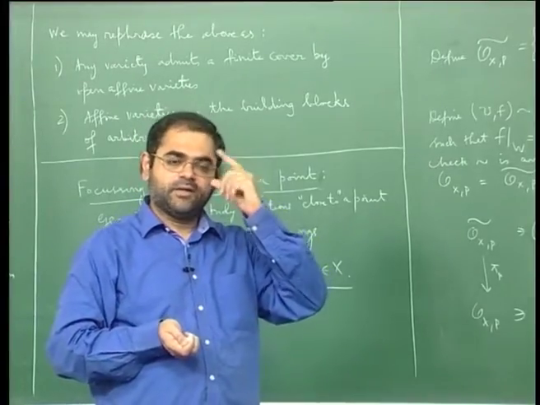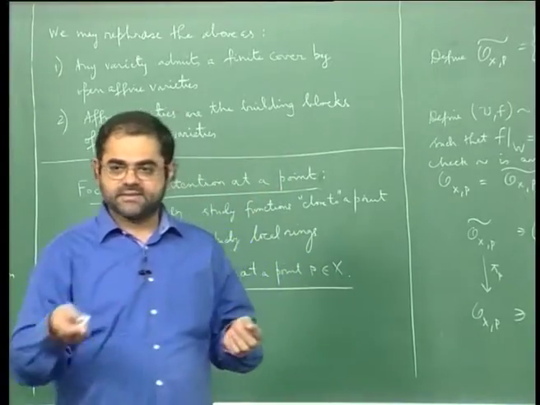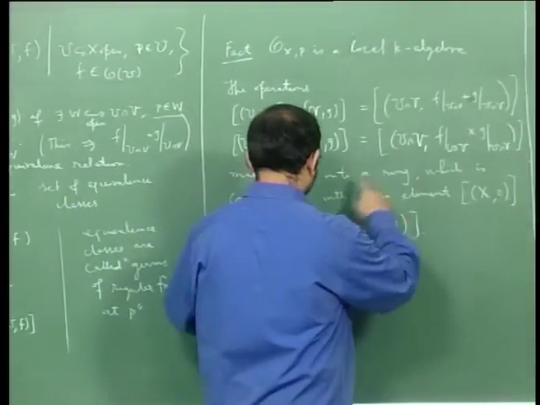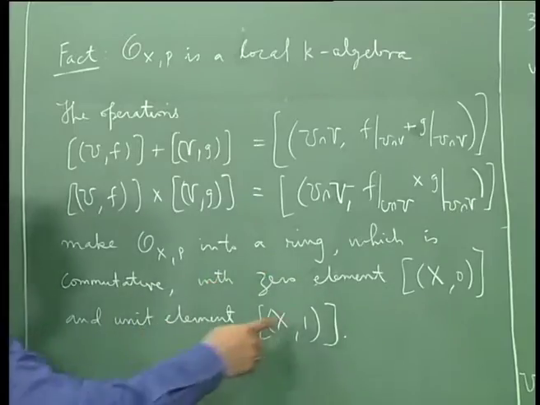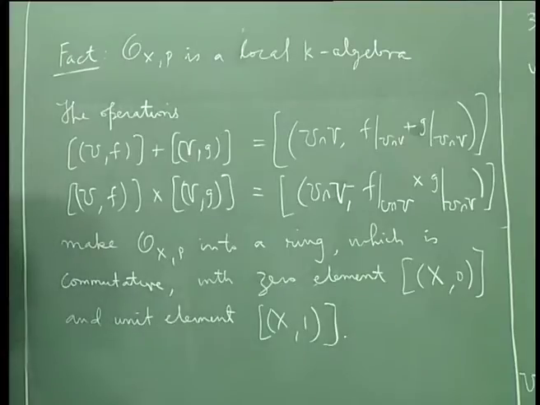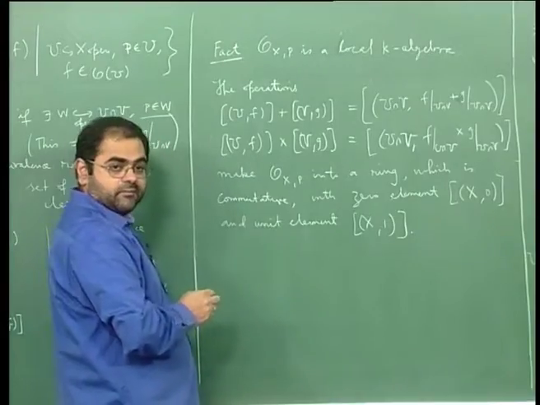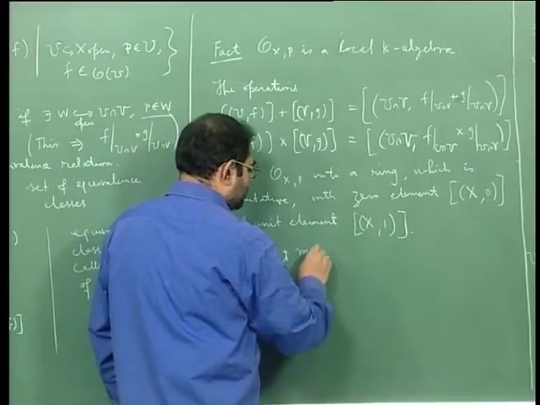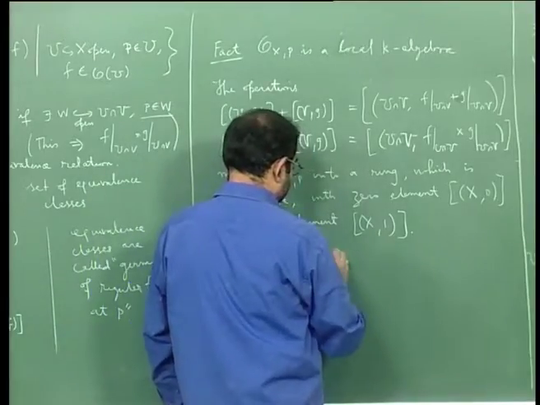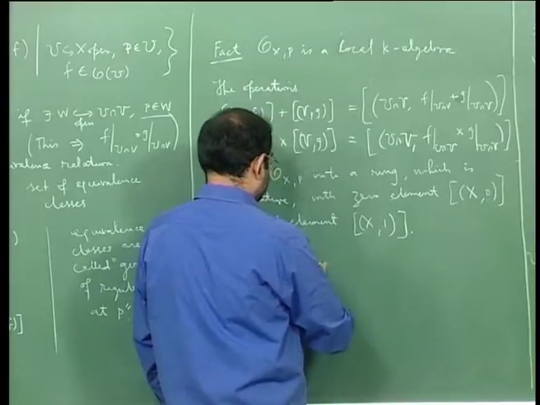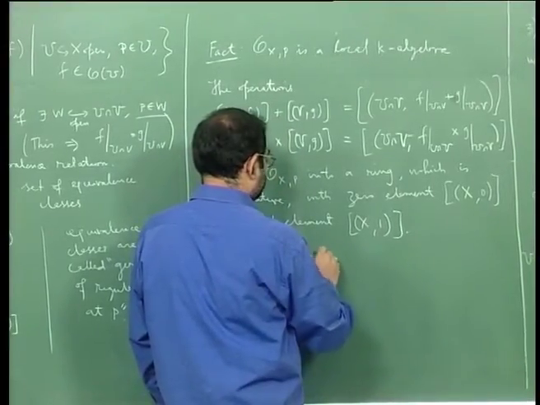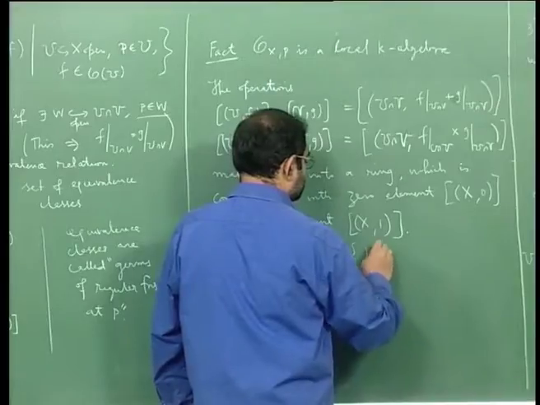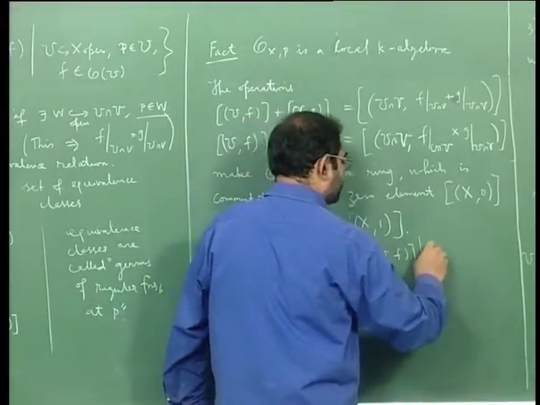So if you take U any open set, then O_U is of course a k-algebra because k sits inside O_U as constant functions. Okay, so this makes it into a commutative ring with this as 0 element and this as unit element, and further it is a local ring. Why? Because the subset M_{X,P}, let me write M_{X,P} to be the set of all germs (U, f) such that f vanishes at P.